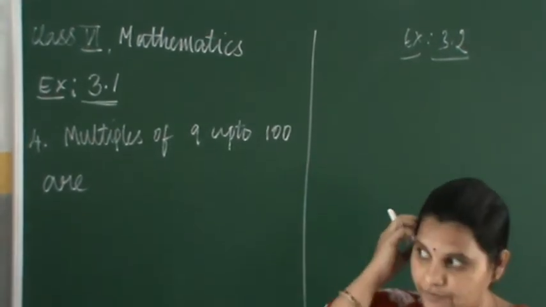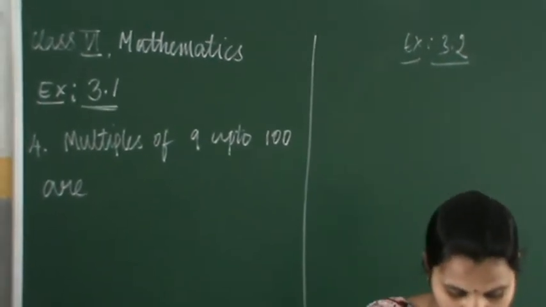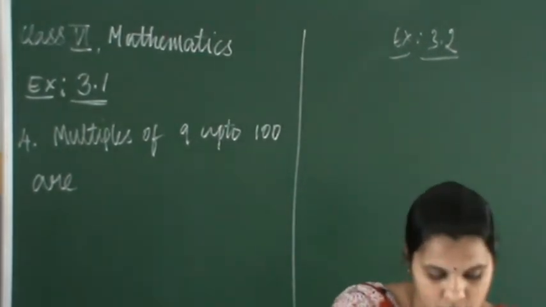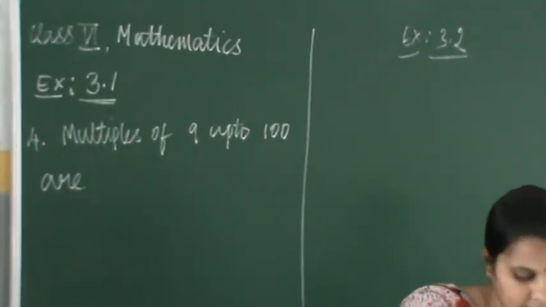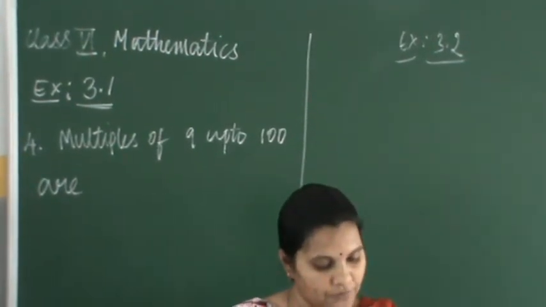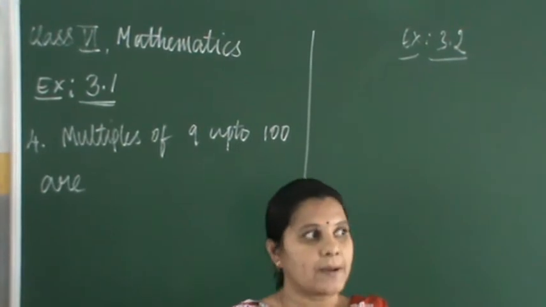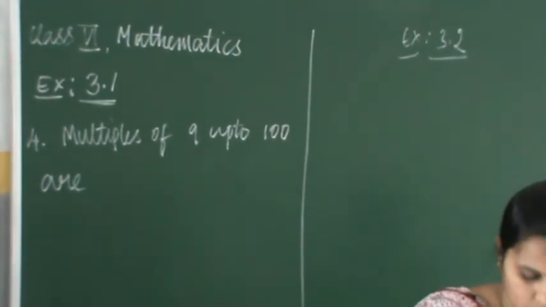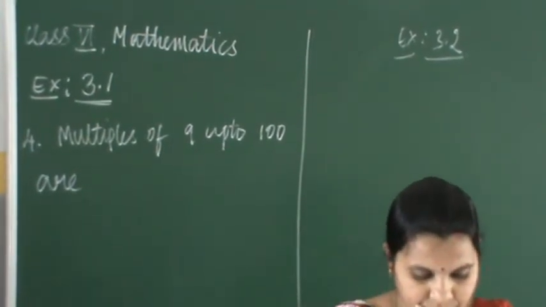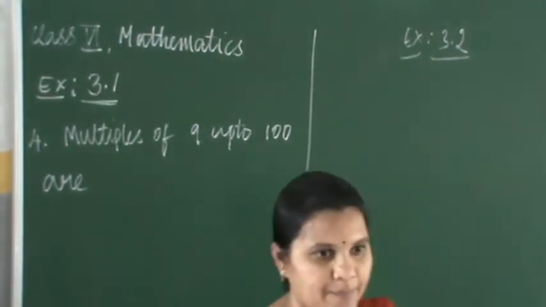See children. Column 1, first one is 35. What is 35? It's a multiple of 7. So you have to match 35 with B. Column 1, 35, with column 2, B bit. Understood? Match column 1 with column 2. Practice it. Third one done. Now the fourth one is: find all the multiples of 9 up to 100.